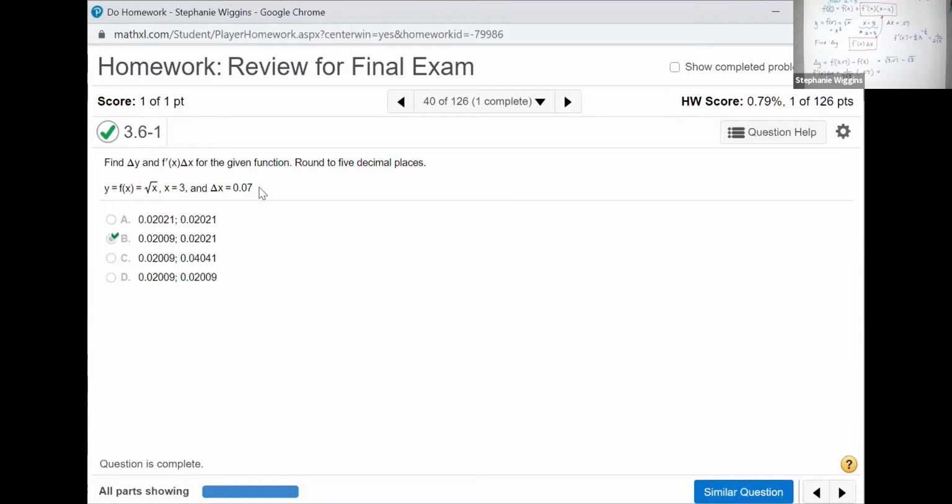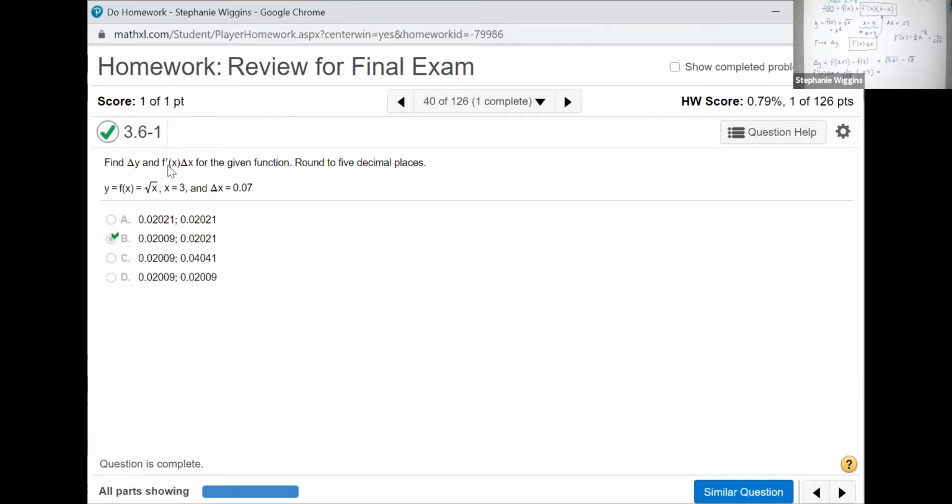And the change is positive, so you're going to take the larger value and subtract the smaller value, and then calculate your change in y. And then you just plug in this x, you find the derivative, plug in 3, and then plug in this value for delta x. And then you have both answers there, okay?